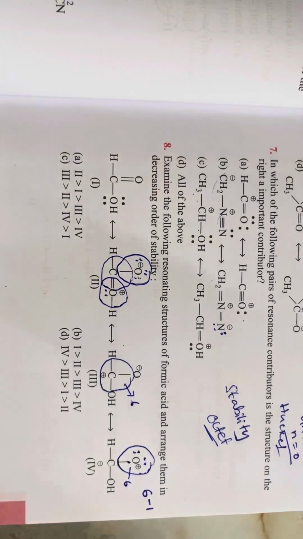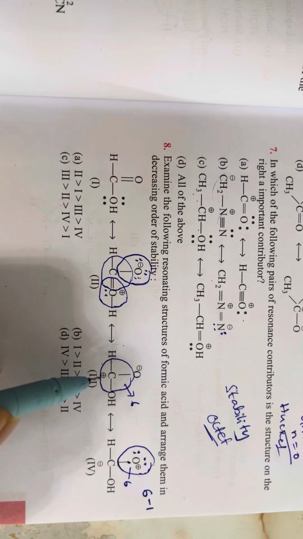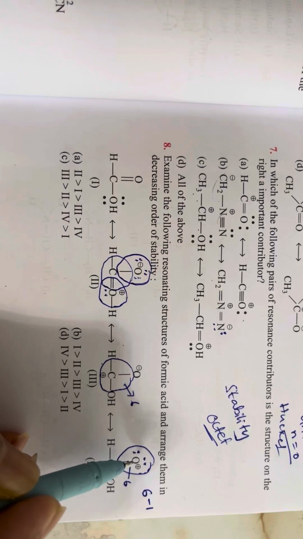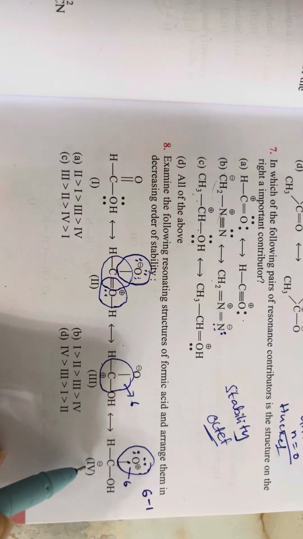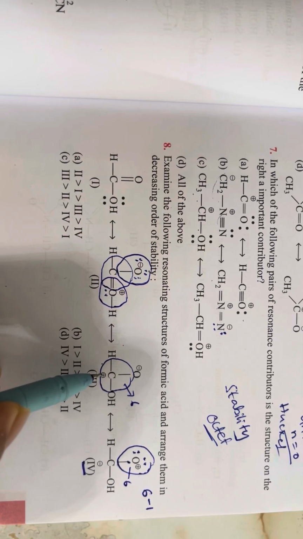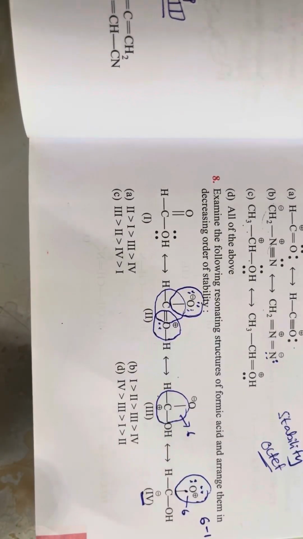Now 3 and 4, which is stable? Both of them are missing octet configuration. Then which one is stable? The more electronegative atom with negative charge is stable, with positive charge it is unstable. So this is unstable because of O plus. C plus is stable compared to O plus. So 1 greater than 2 greater than 3 greater than 4.